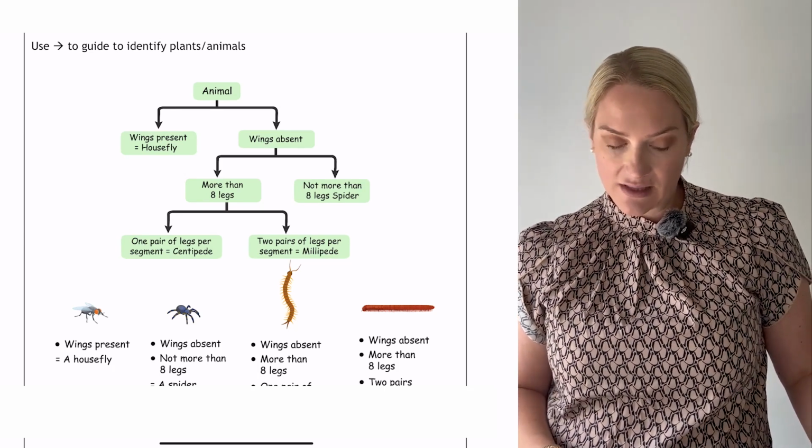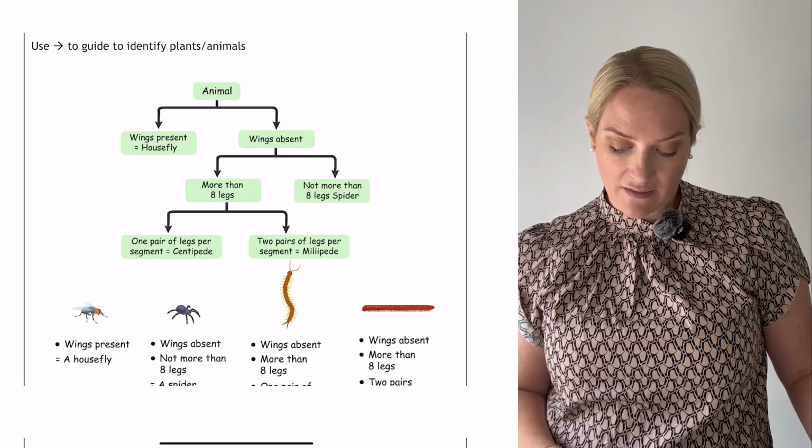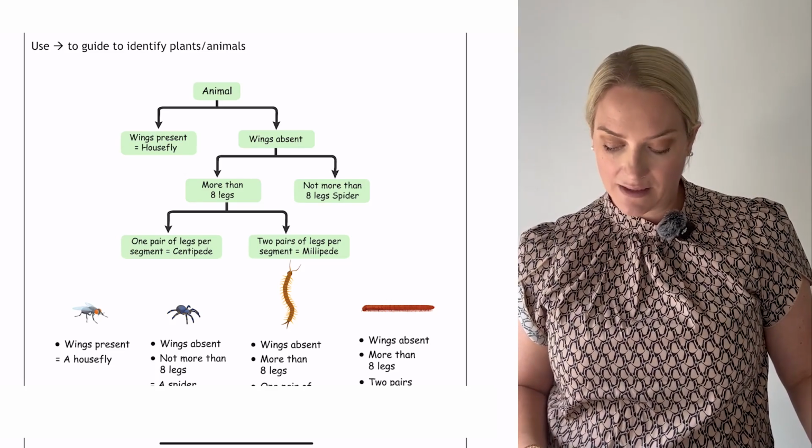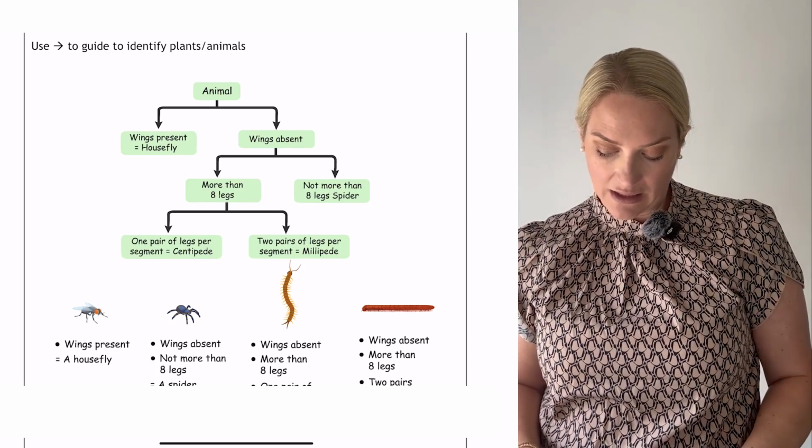If it does have more than 8 legs, 1 pair of legs per segment, it could be a centipede, and 2 pairs of legs per segment, it could be a millipede.